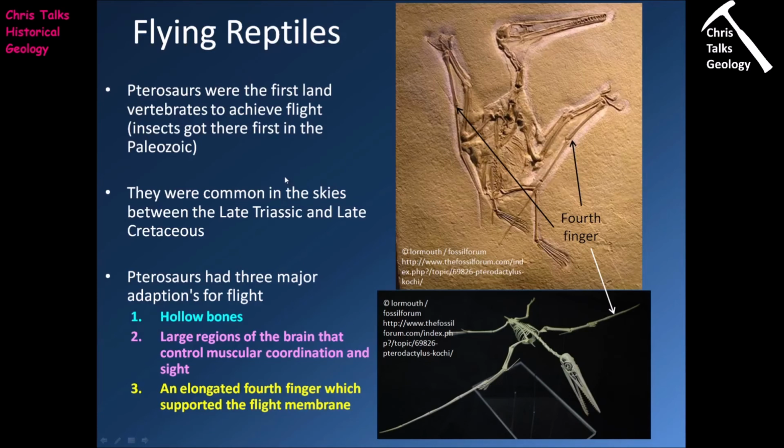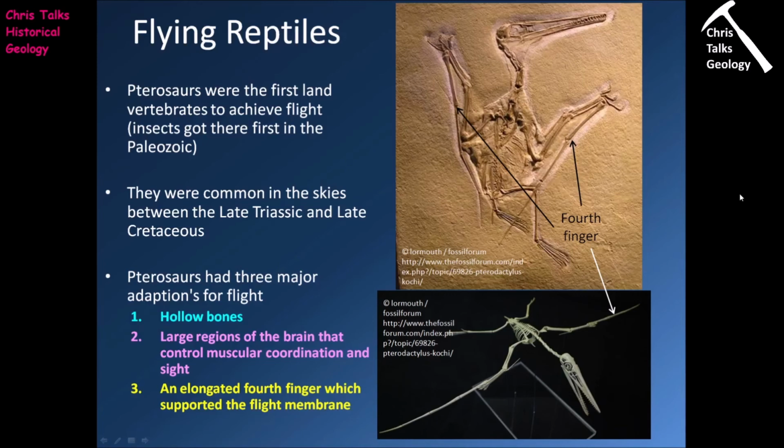So now let's move on to the flying reptiles. So the pterosaurs were the first land vertebrates to achieve flight. So we need to remember that insects were actually there first, so the insects managed to achieve flight all the way back in the Paleozoic. In terms of vertebrates, they don't achieve flight until the Mesozoic.